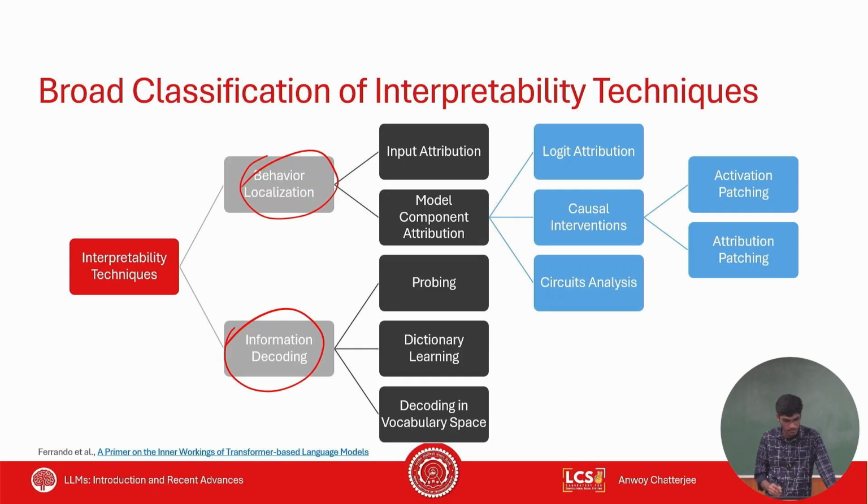So in behavior localization, there are two main categories. One is input attribution, which tries to model the role of a particular input token towards the generation of a particular output. In model component attribution, as the name suggests, the goal is to understand how a particular model component influences the output. And we will see different categories of it, like logit attribution. Probably we will not discuss logit attribution. We will discuss causal inference and circuit analysis. We'll also discuss probing. We'll discuss decoding in vocabulary space. And if time permits, we'll look into dictionary learning.